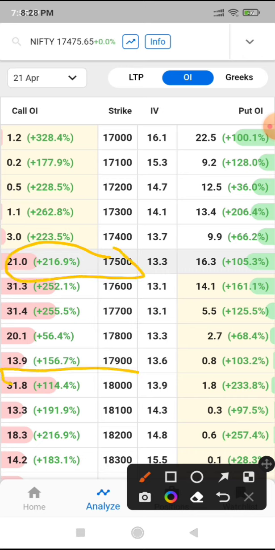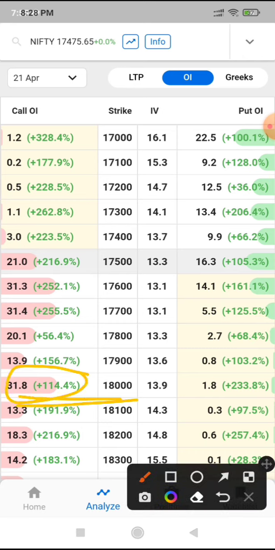The major resistance is 18,000. It has the biggest call open interest, so this is called the biggest resistance. We had created a detailed option chain analysis video as well. You can watch that and understand how to read the option chain and how to use it on expiry day. Based on that, this is the biggest resistance.